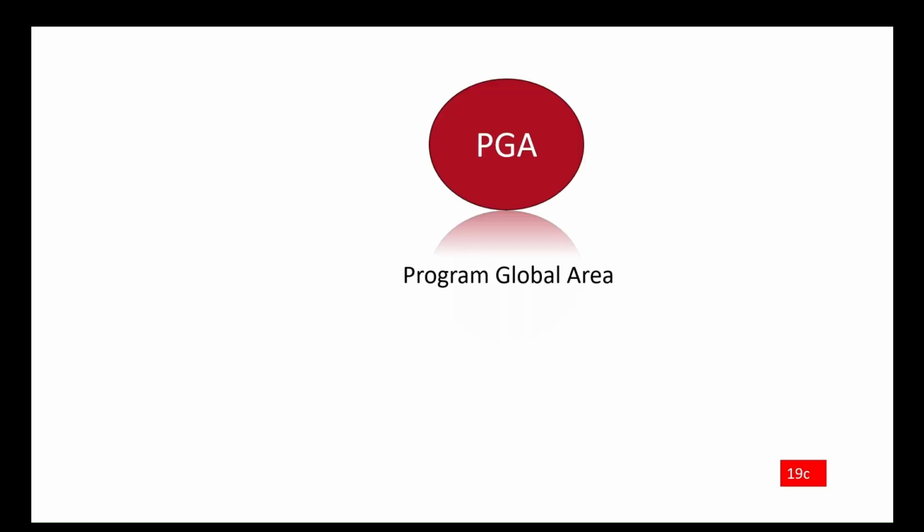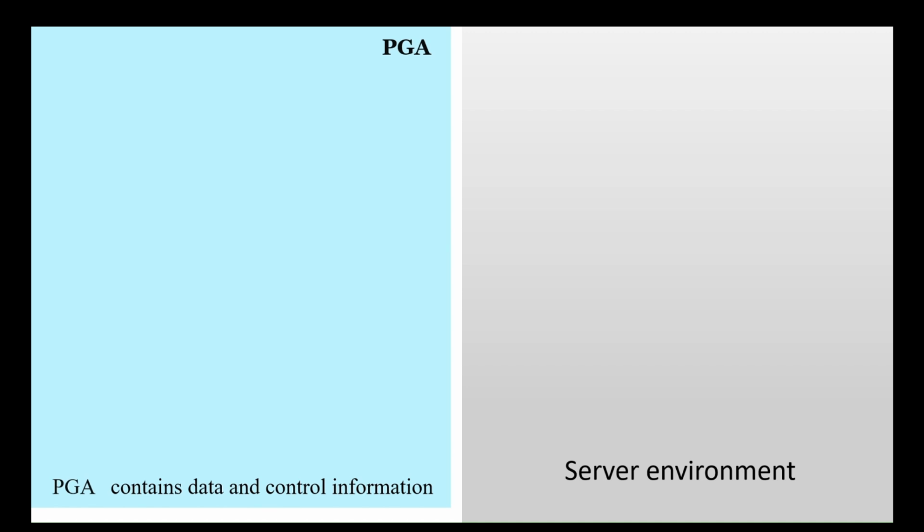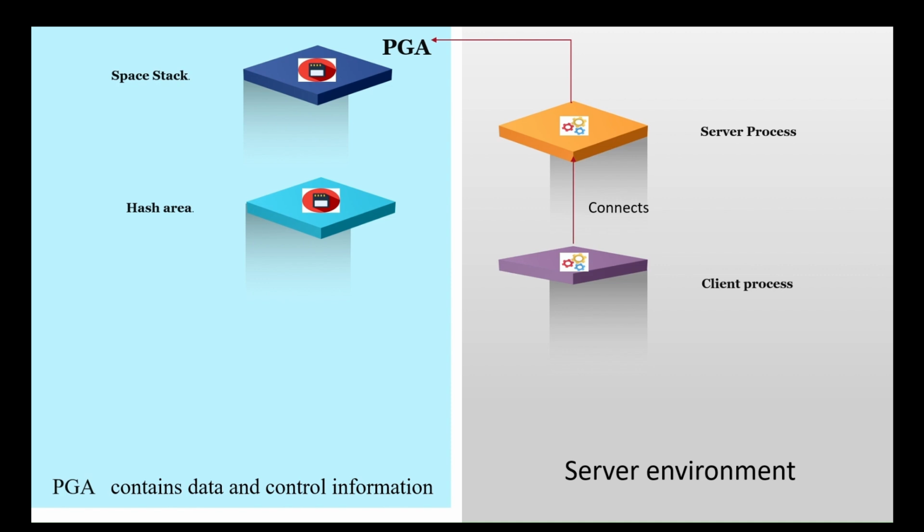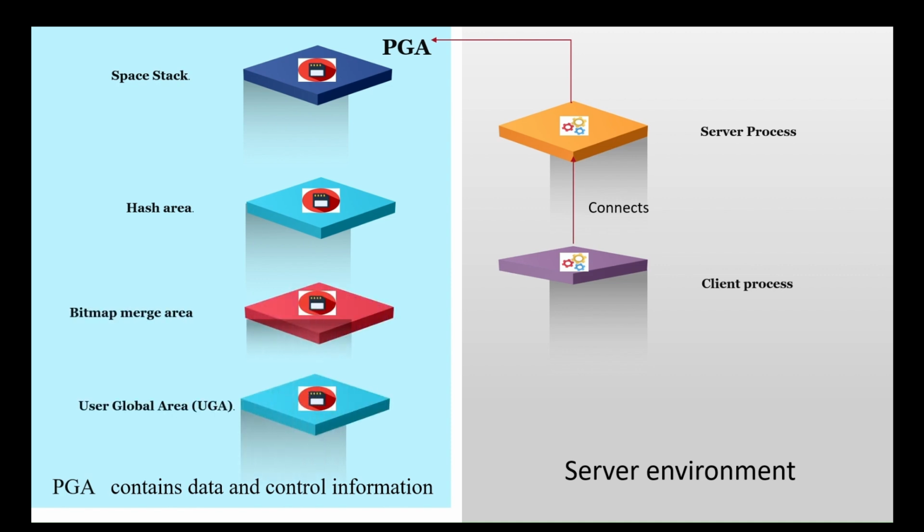PGA monitoring. The second basic memory is PGA. The Program Global Area, PGA, is a non-shared memory region that contains data and control information exclusively for use by those server processes and background processes. Oracle Database creates server processes to handle connections to the database on behalf of client programs. In a dedicated server environment, one PGA gets created for each server and background process that is started. Each PGA consists of stack space, hash area, bitmap merge area, and a user global area, UGA. A PGA is deallocated when the associated server or background process using it is terminated.